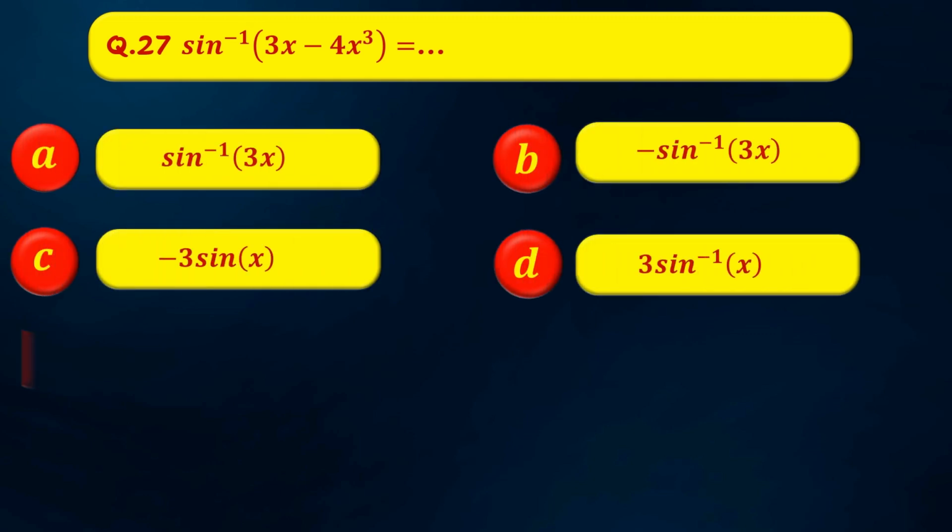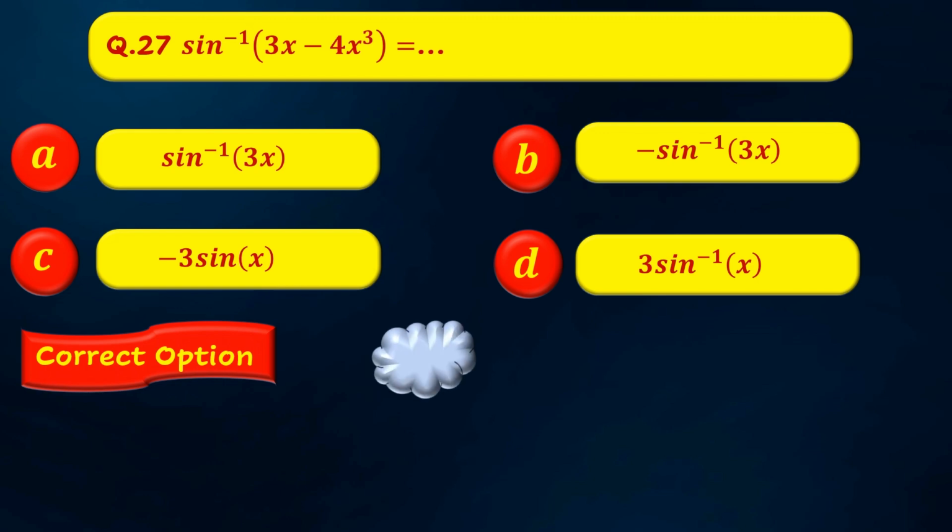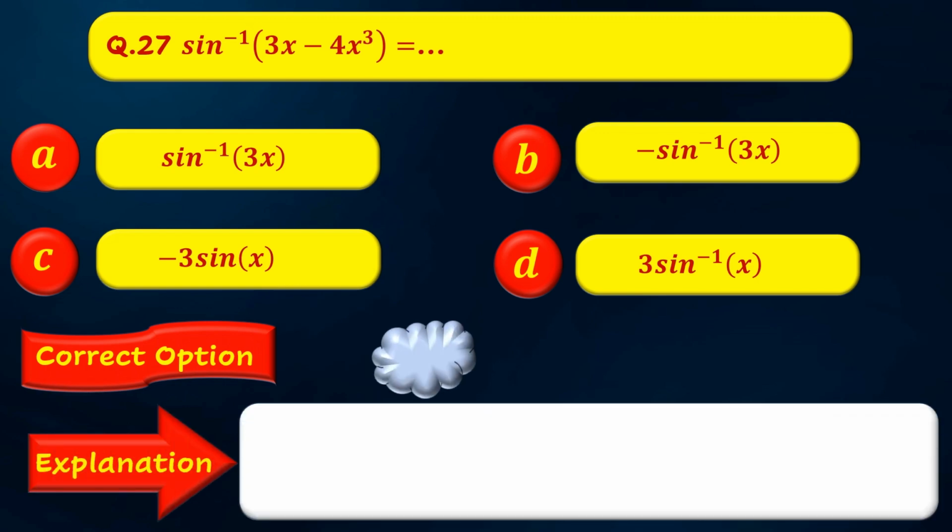Question number 27. Sine inverse 3x minus 4x cube is equal to, and the options are. Let's find out which one is the correct option. But before that, let's explain it. We put sine inverse x is equal to theta, which gives x is equal to sine of theta. Therefore, the given expression becomes sine inverse 3x minus 4x cube is equal to sine inverse 3 sine theta minus 4 sine cube theta. Here x has been replaced by sine theta in this expression.